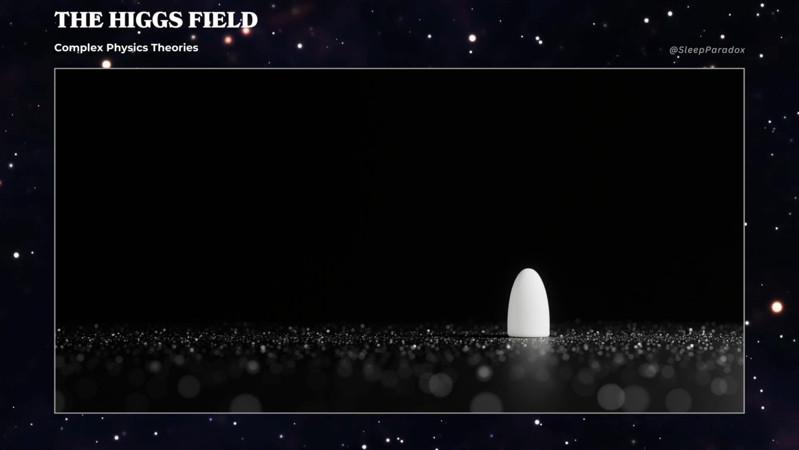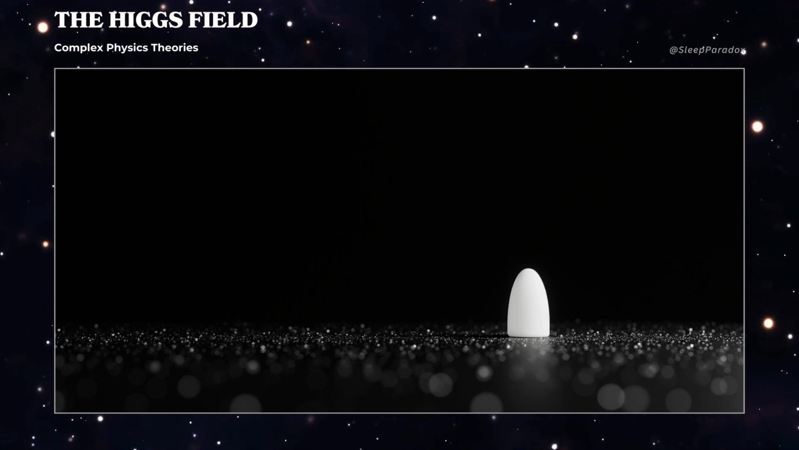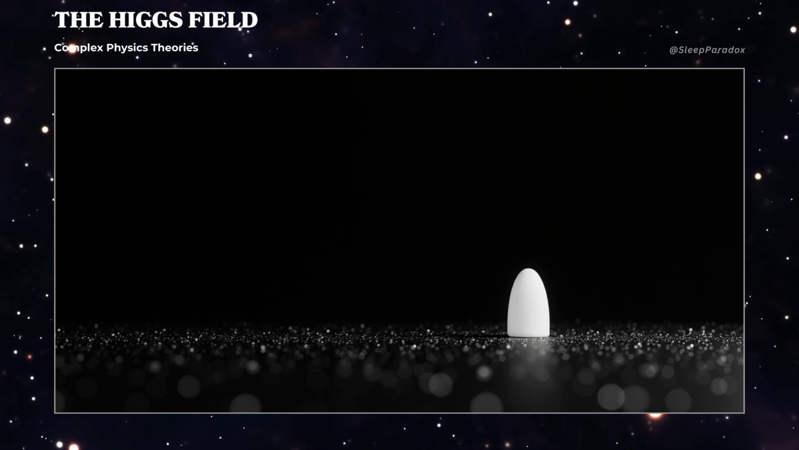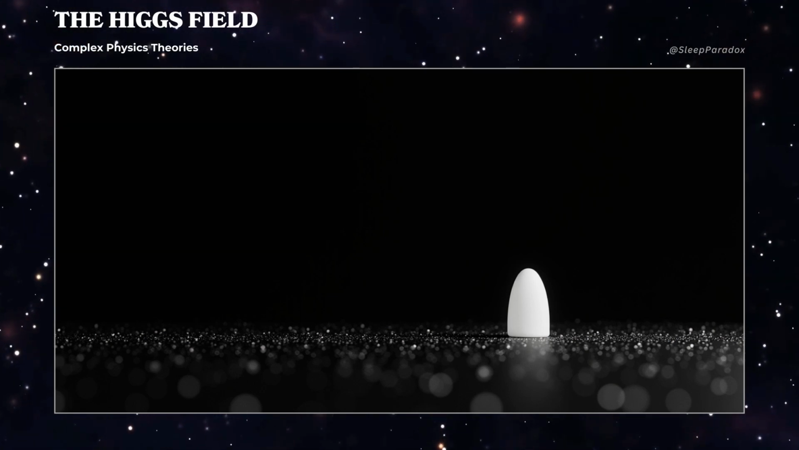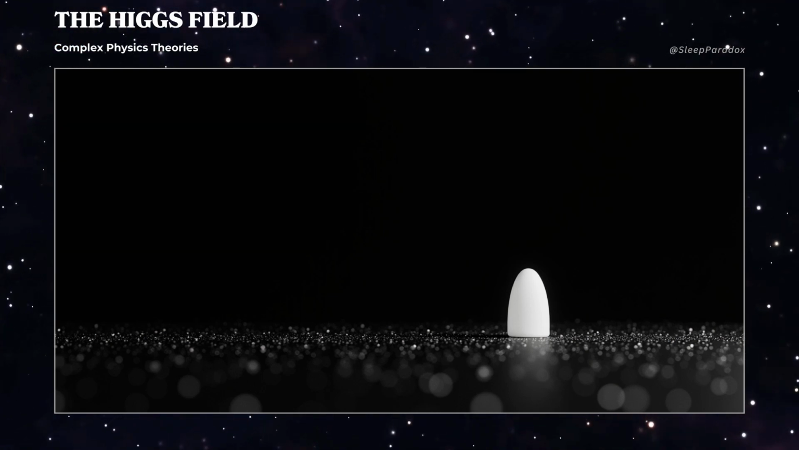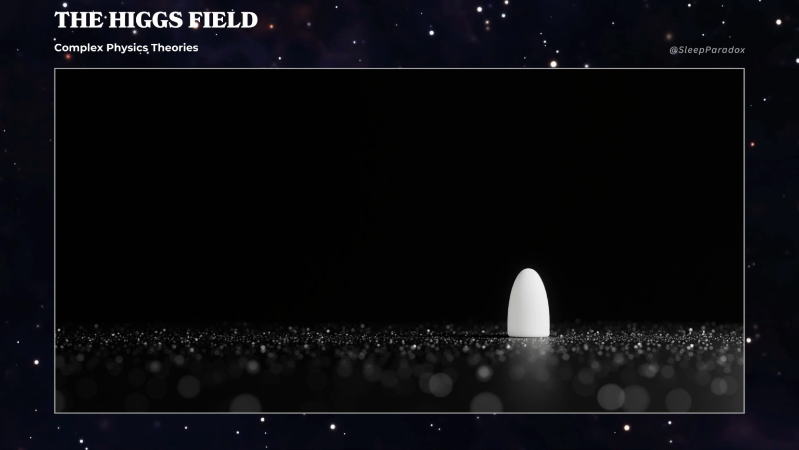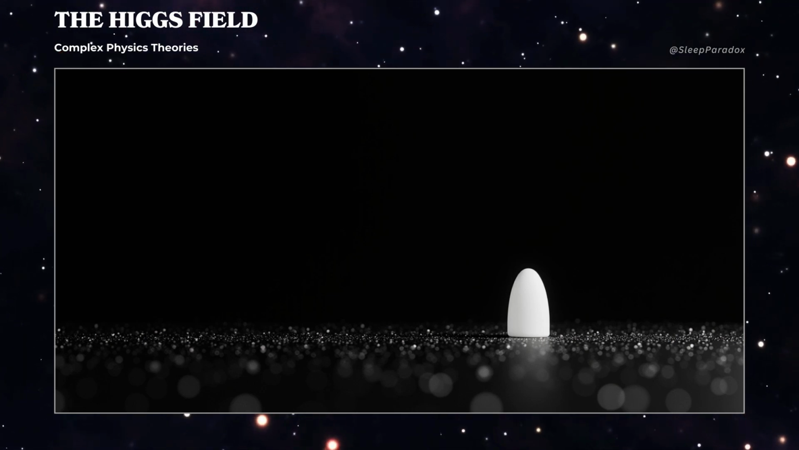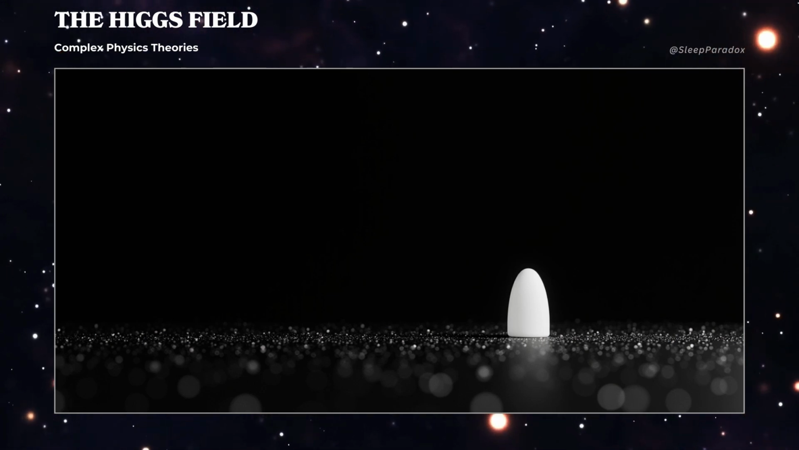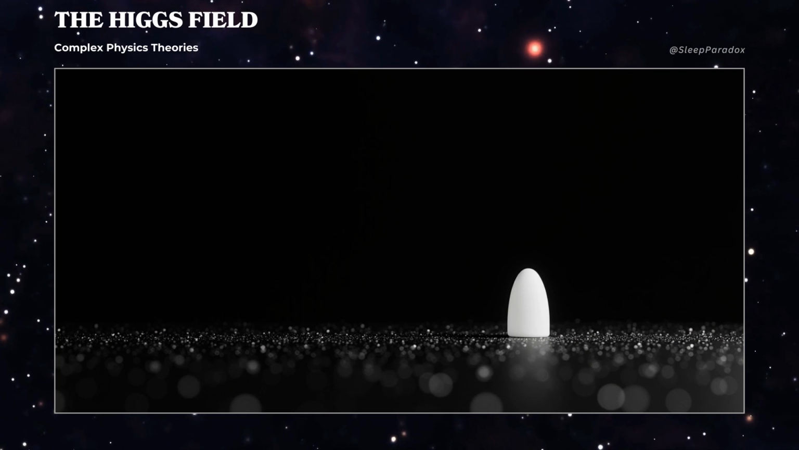This theory isn't just about giving particles mass. It's a pivotal piece in the puzzle of the Standard Model of particle physics. The Standard Model is a comprehensive framework that describes the electromagnetic, weak, and strong nuclear interactions, among others.